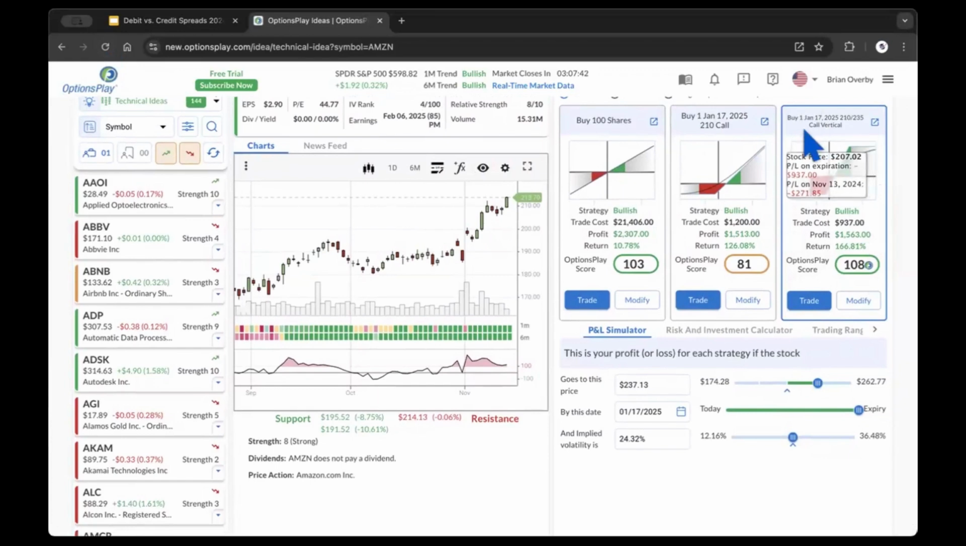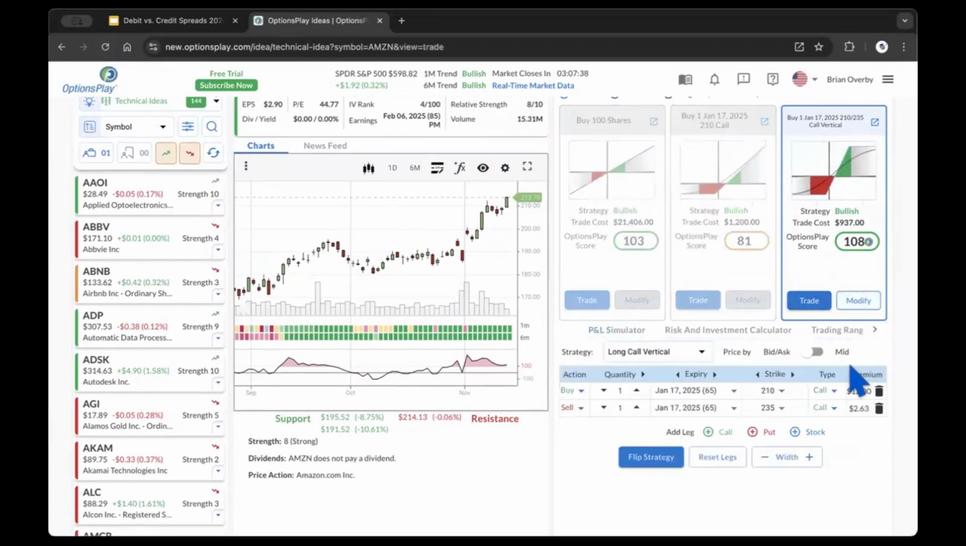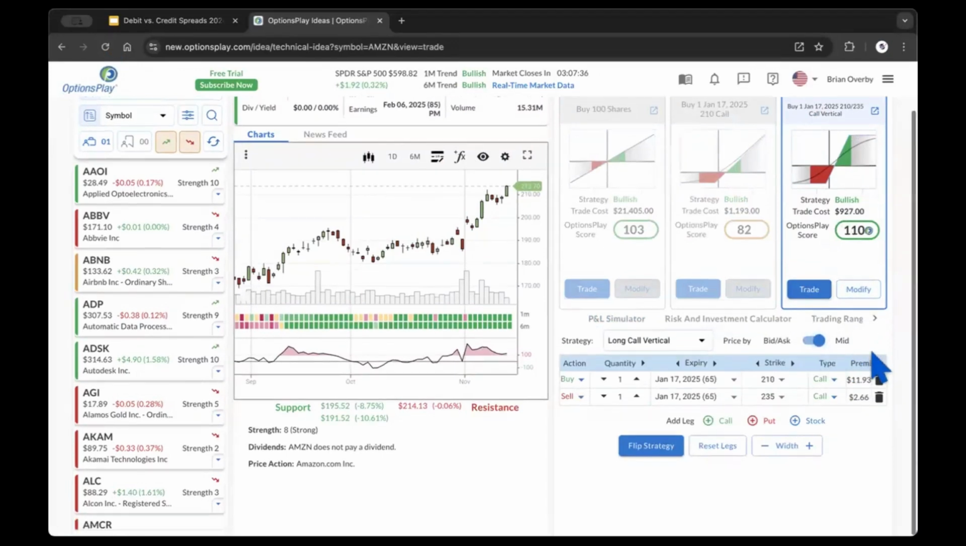So in this instance, here's our vertical spread that it suggests. And I'm going to modify the trade just to show it to you. In this instance, 65 days is great because it's fitting your forecast. If I'm going to give you my analysis, the marketplace is euphoric.